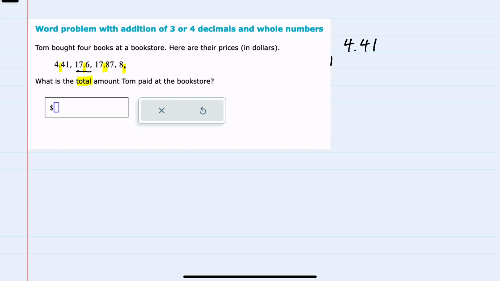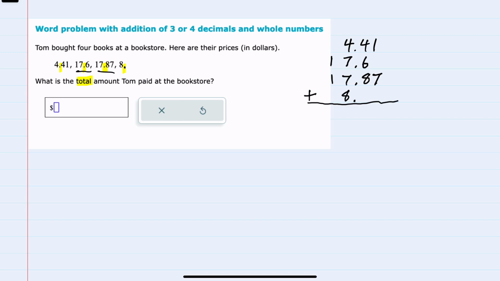Aligning the decimal means I need to move this over a bit. 17.6. And then 17.87. Again, aligning the decimal. And lastly, we just have the 8. And since a whole number doesn't have a decimal, the decimal would be behind it if we were to write it. So I'll align that decimal place.